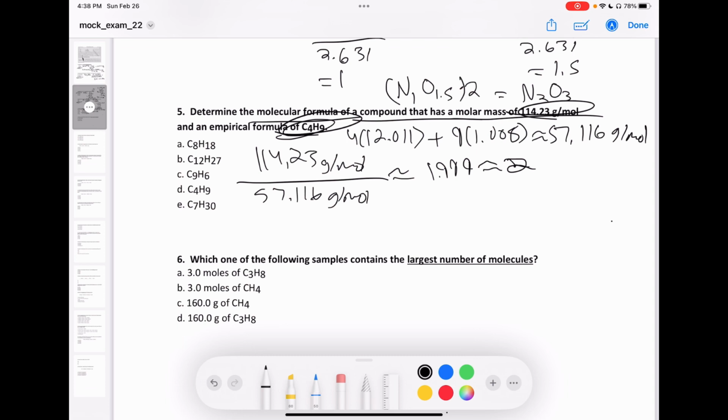So what this number 2 gives us is that you want to multiply all of the subscripts in the empirical formula by 2 to get the molecular formula. So multiplying everything by 2, you get C8H18, and that is A.